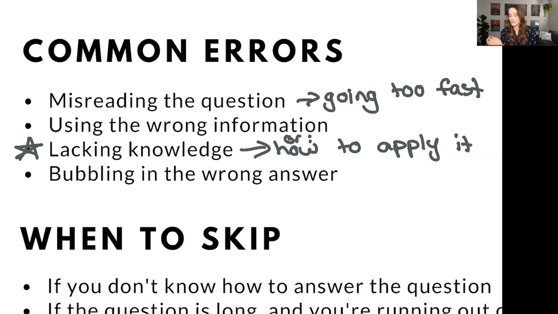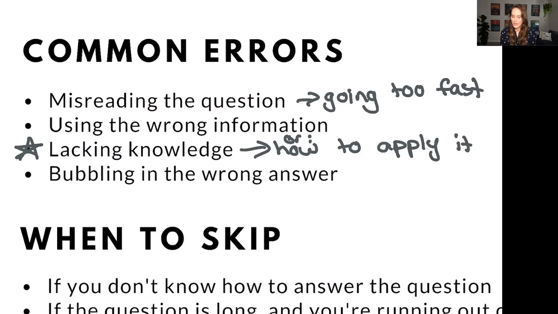I've even seen students for the free response questions in the math section write down the correct answer. They do all the math correctly, and then they get the correct answer at the very end, and they go and write in the wrong answer. So this is something that happens all the time, and you need to be aware of it so that you can avoid doing that on test day.